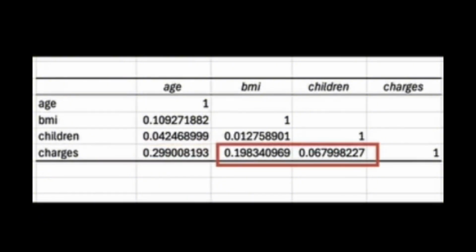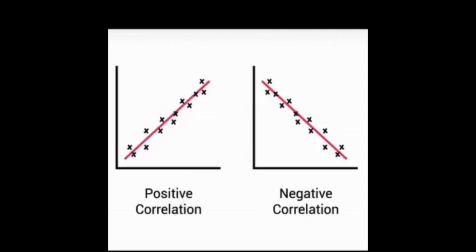That kind of makes sense, right? But BMI and number of children both show low correlation with charges. So just having a higher BMI or more kids doesn't strongly affect how much you pay for insurance, at least based on this data set. And just so you know, a negative correlation means that as one value goes up, the other tends to go down, like exercise time and stress level, for example.